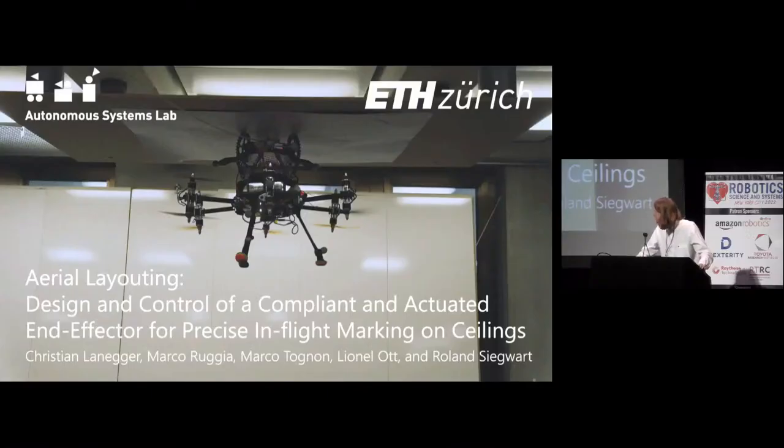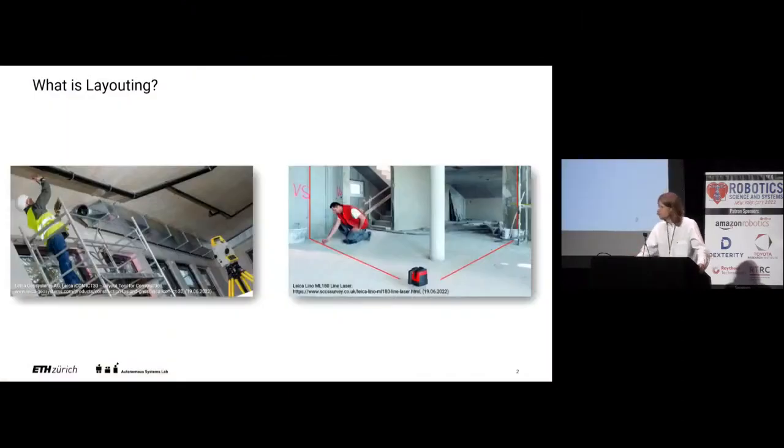In this short talk, I would like to show you some of our more recent work where we designed an end effector for aerial vehicles that can precisely mark points and lines on ceilings so that we can use it for layouting on construction sites. Layouting is basically a step before any fabrication is done. It mainly involves just marking points and lines on ceilings to indicate where to place drywalls or drill holes, for instance.